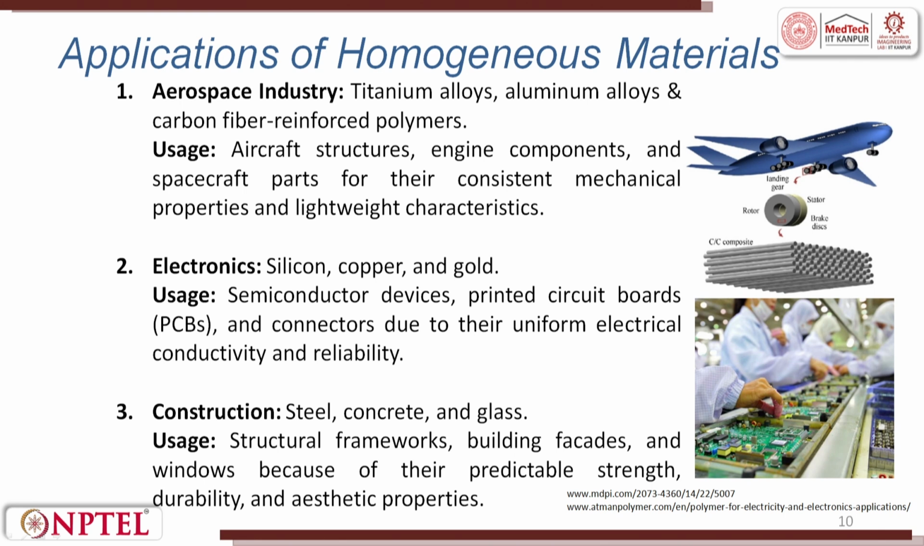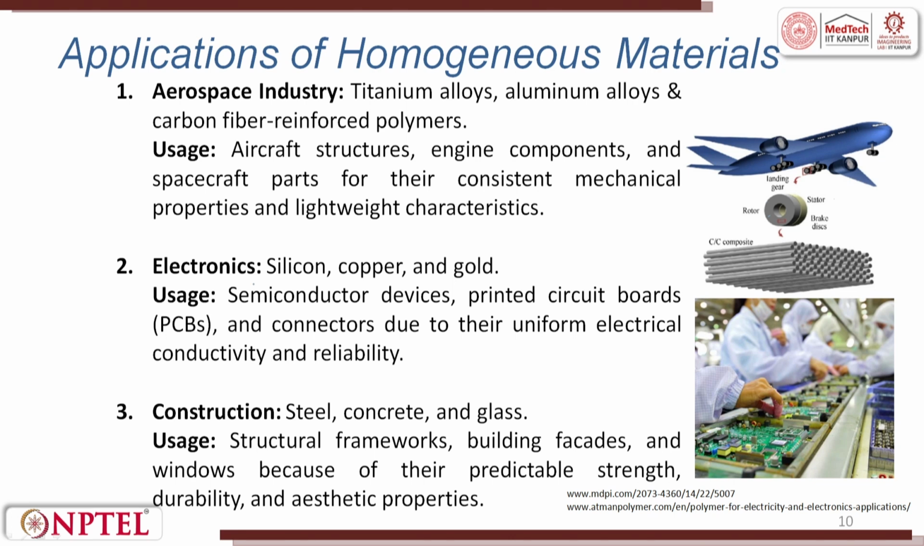So, applications of homogeneous material in aerospace industry, where titanium alloy, aluminum alloy, carbon fiber reinforced polymer are used. So, they are used in making fuselage or aircraft structures, engine components, and spacecraft parts for their consistent mechanical property and lightweight characteristics. Okay. Fuselage is also made out of it. So, you can see here, this is the landing gear. You have a rotor, you have a stator, and then you have a brake disc inside it. So, all these things are homogeneous material.